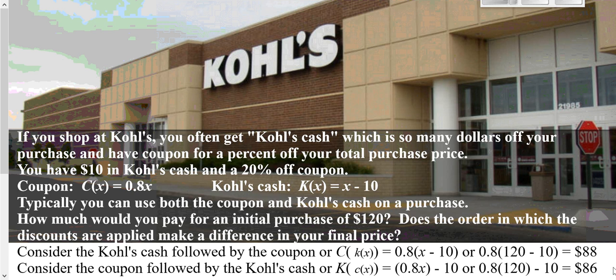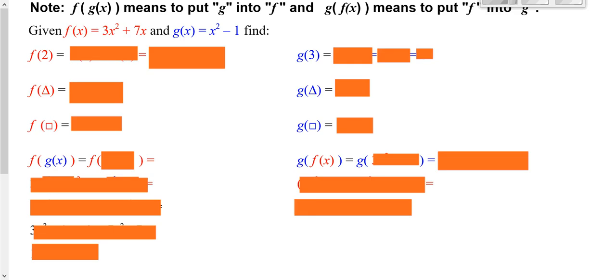By the way, you would probably prefer Kohl's to give you this price. They're actually going to give you this price because they know it's better for them. If you know the math, you know there's a difference, but most people don't realize that there would be a difference. So that's really putting one function into another function. That's what we're going to look at here.